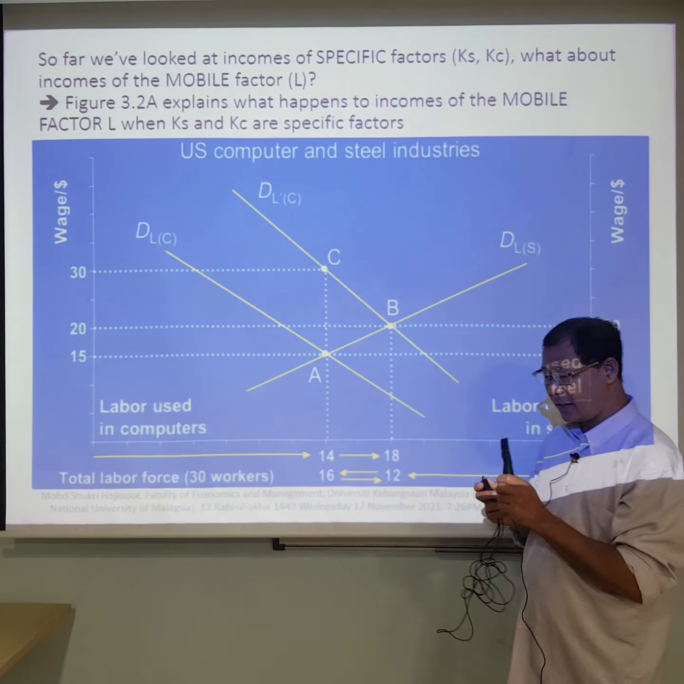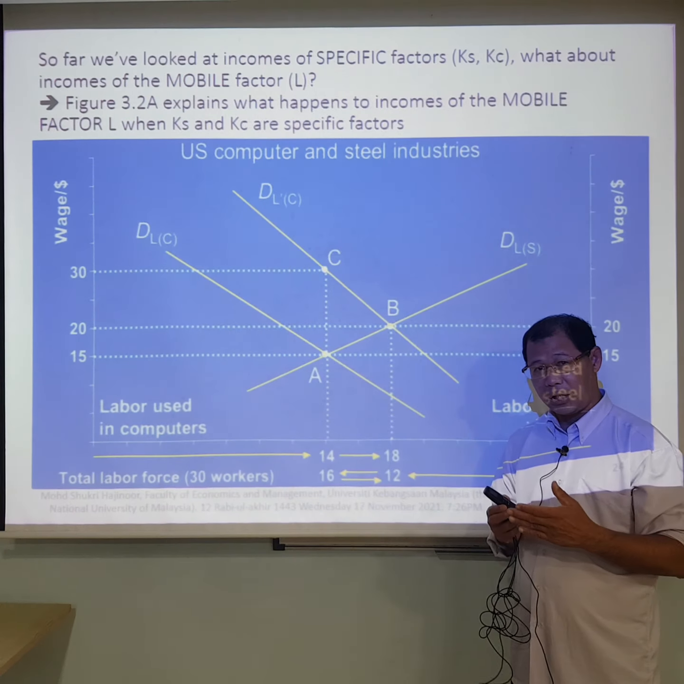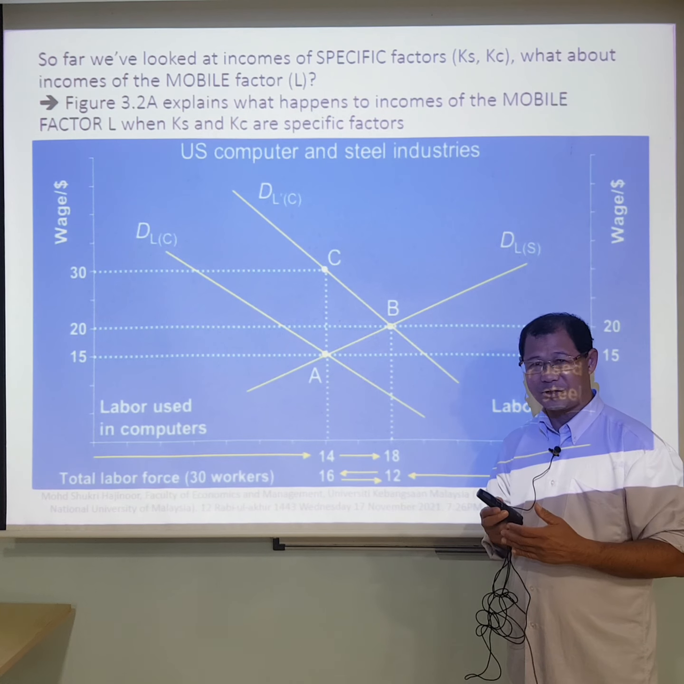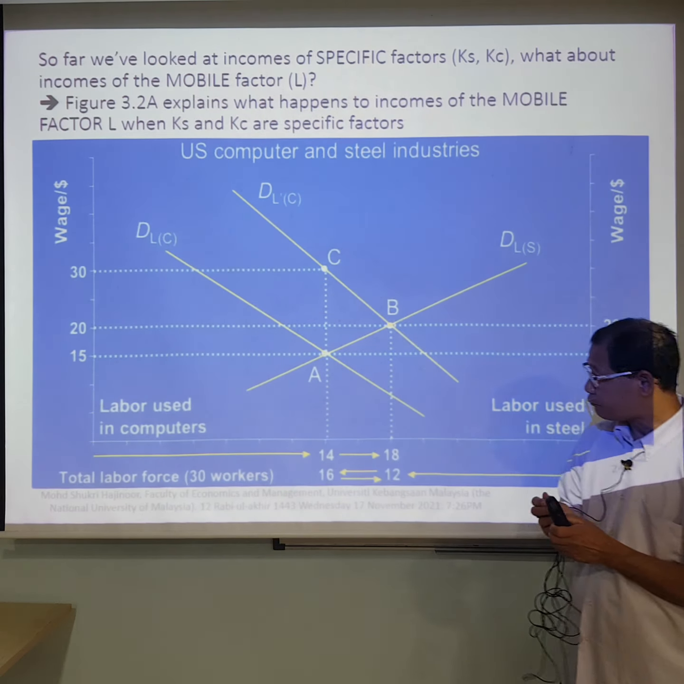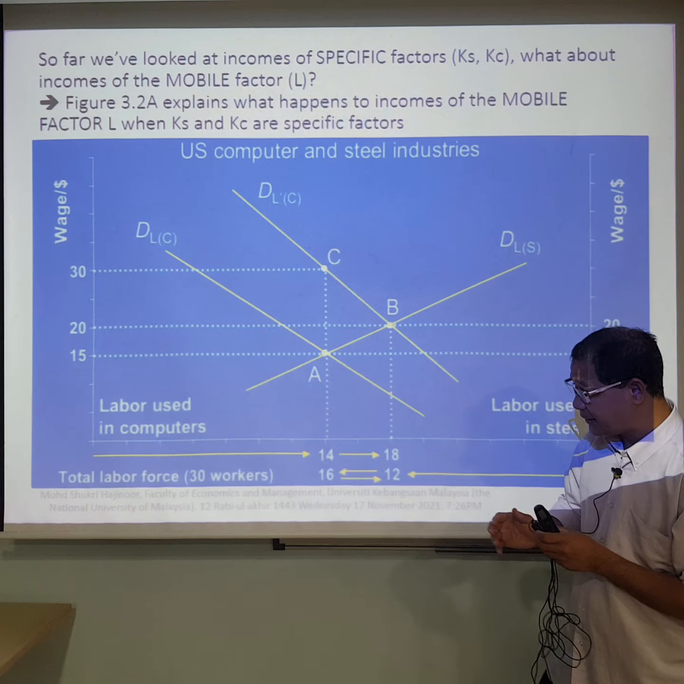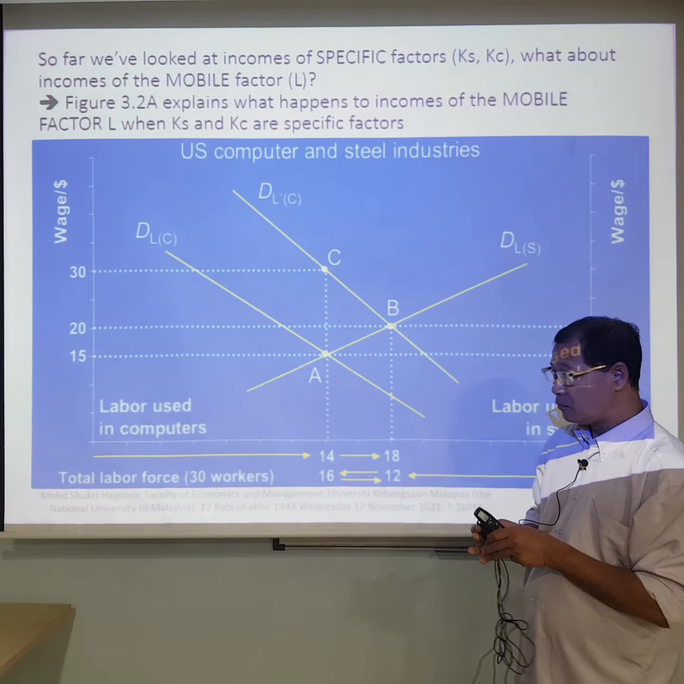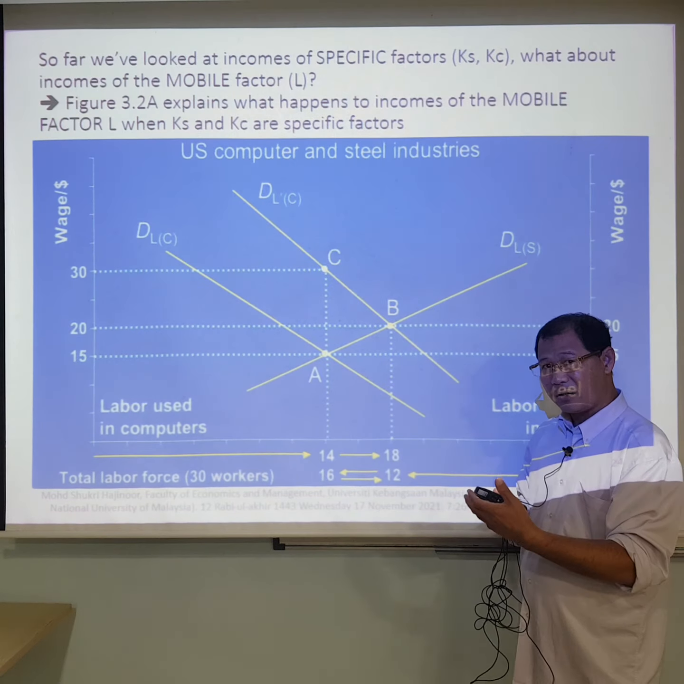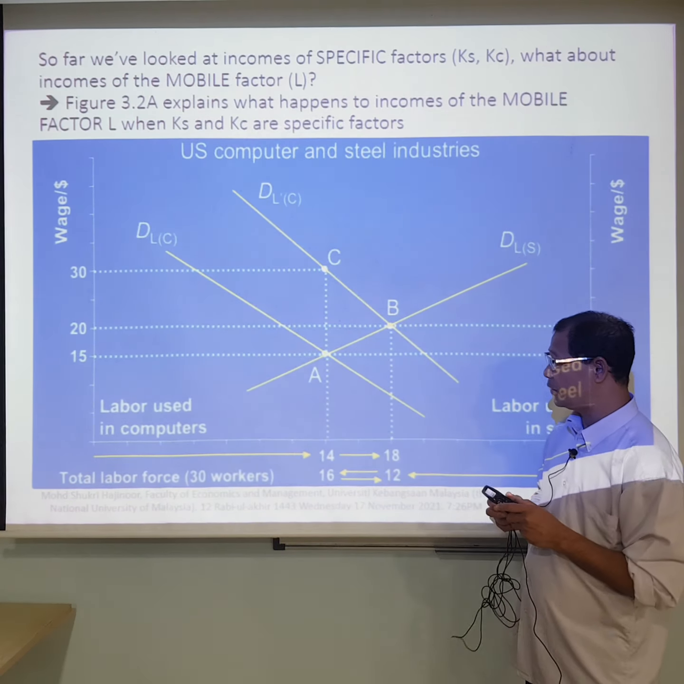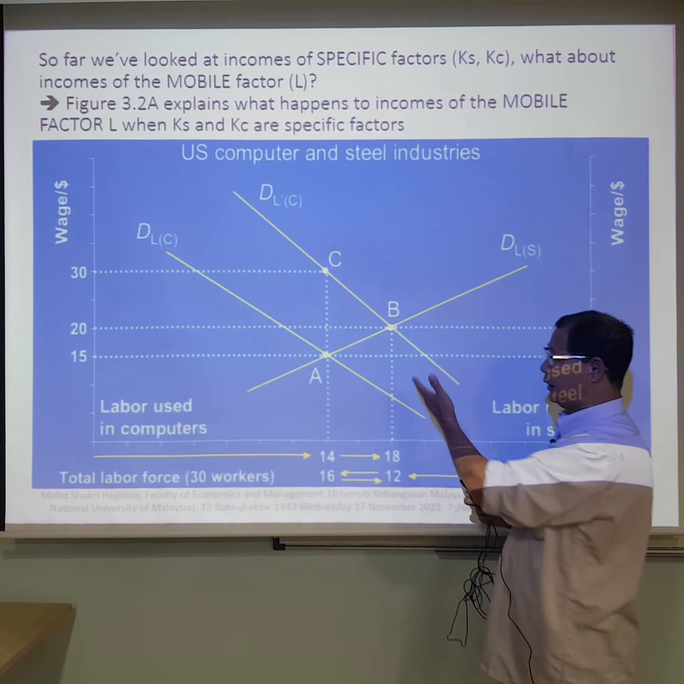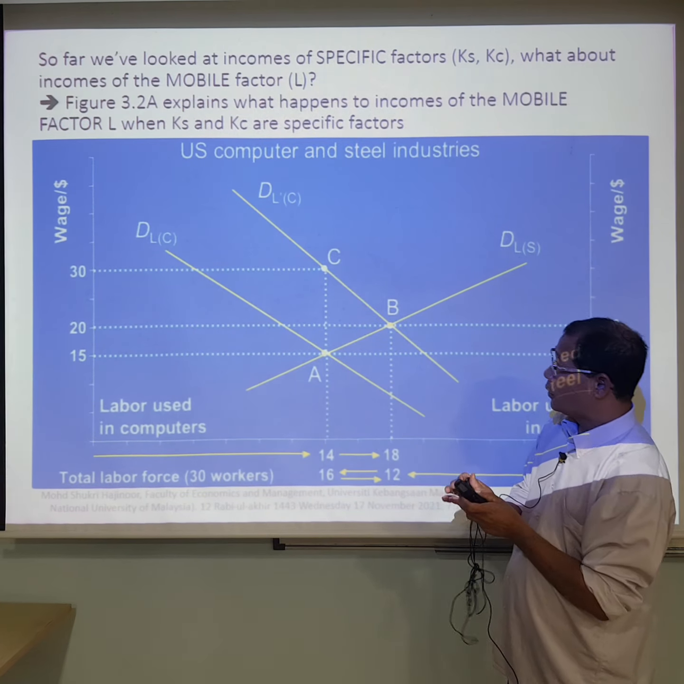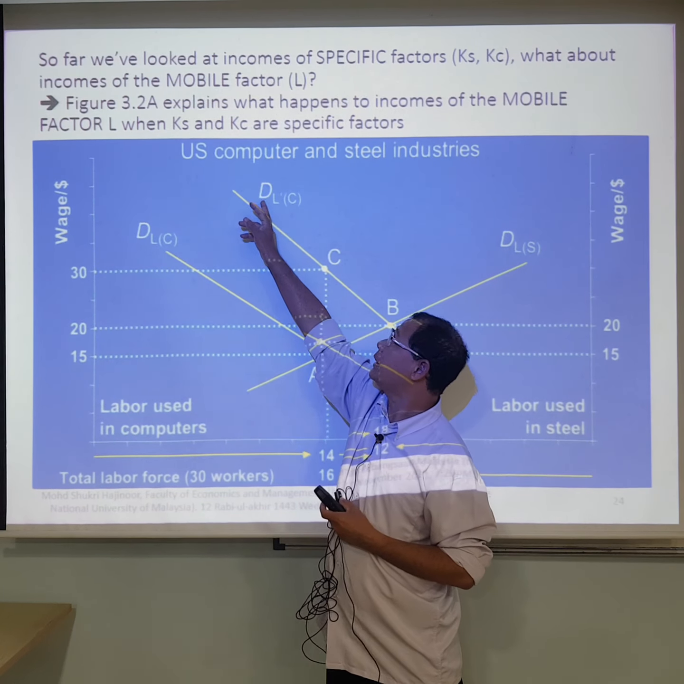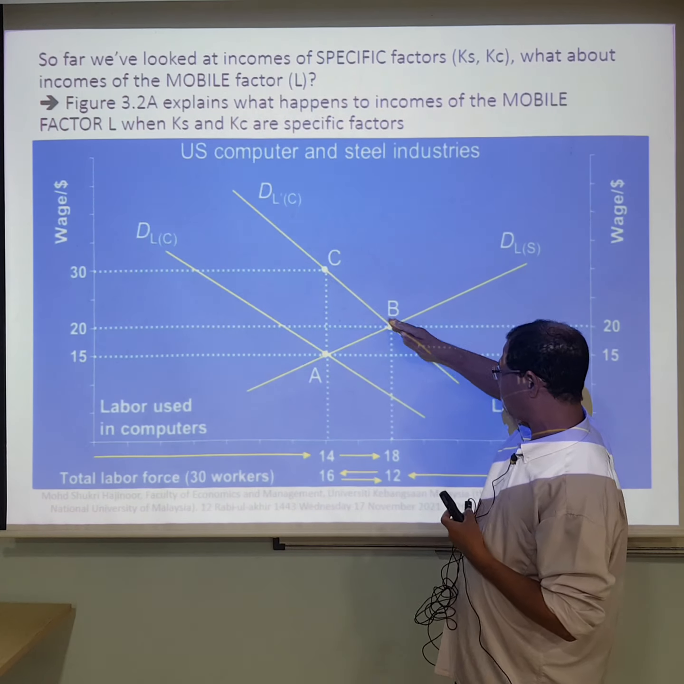So now we trade according to comparative advantage derived from the factor endowment theorem by Heckscher-Ohlin. So the United States specializes in computers, produces more computers, and as a result demands more labor for the production of computers. So there's a shift in the demand curve, demand for labor in the computer industry from DL to DL prime.